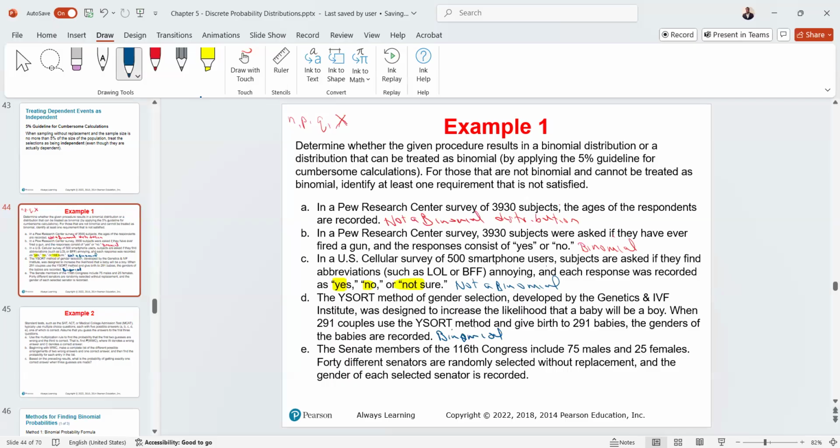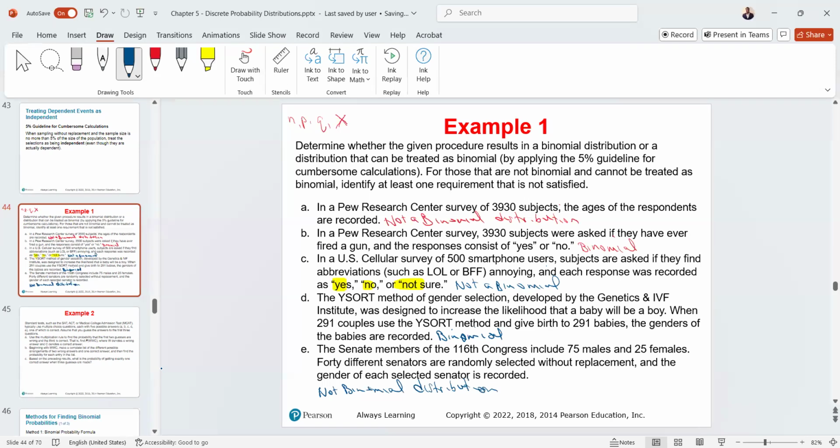Let's see the last one. The Senate members of the 116th Congress include 75 males and 25 females. 40 different senators are randomly selected without replacement, and the gender of each selected senator is recorded. Now, remember, because you do it without replacement, the probability of success is not the same, right? In this case, it's not a binomial distribution because the probability of each trial is not the same.